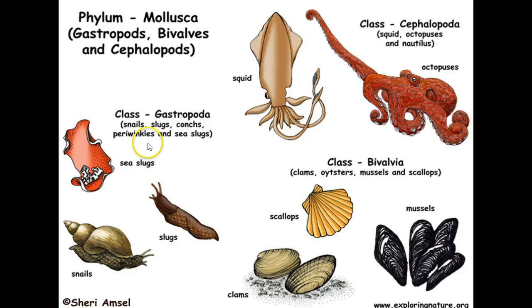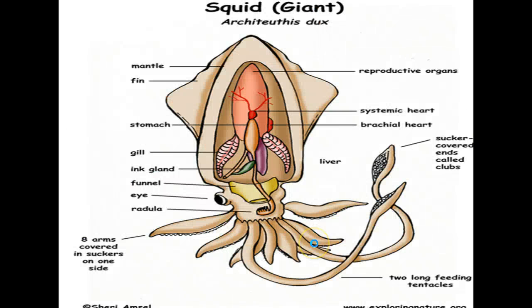Even for an octopus, they're not only strong, there's 8 of them, and they're allowing it to move through the water and do all kinds of things. But a snail will definitely have a strong muscular foot. This is just a cross-section of a squid. It's got 8 arms covered in suckers on one side, which is similar to an octopus.